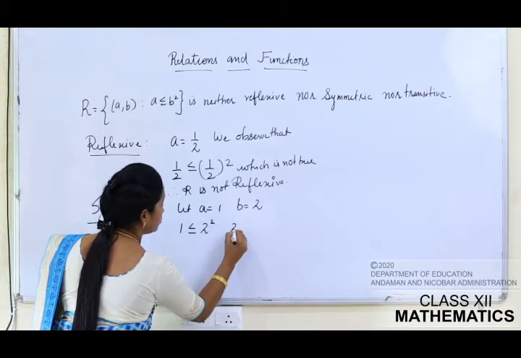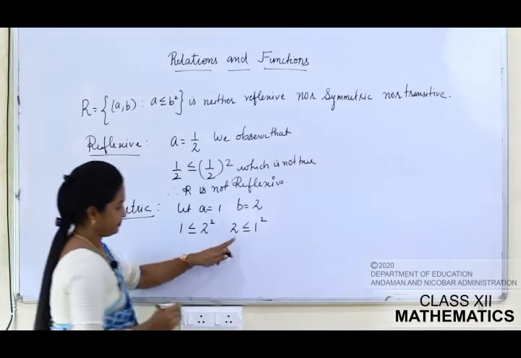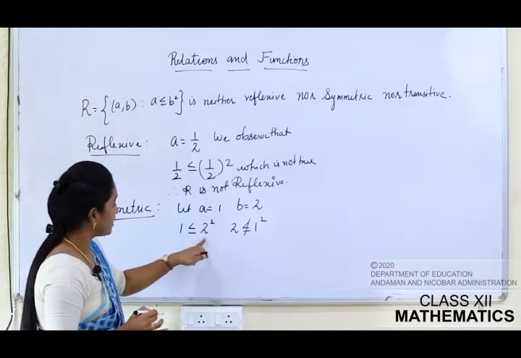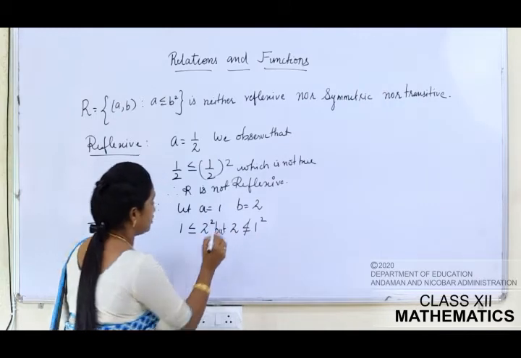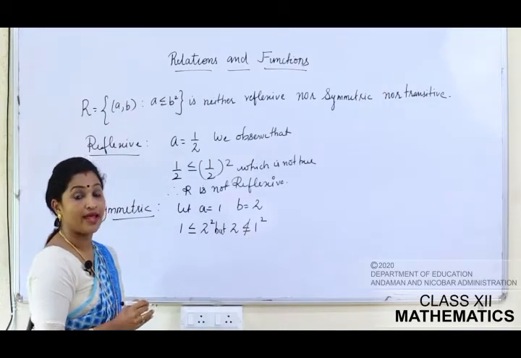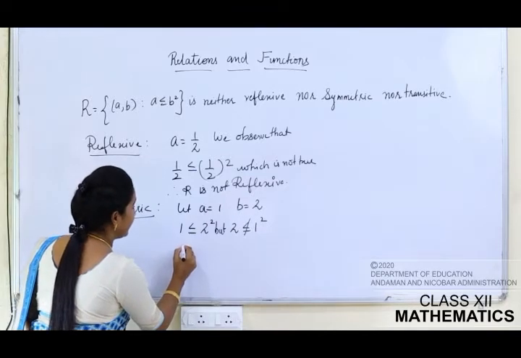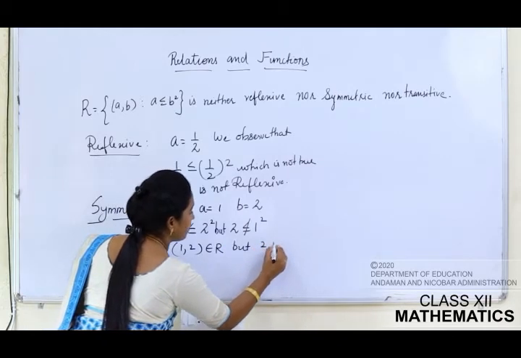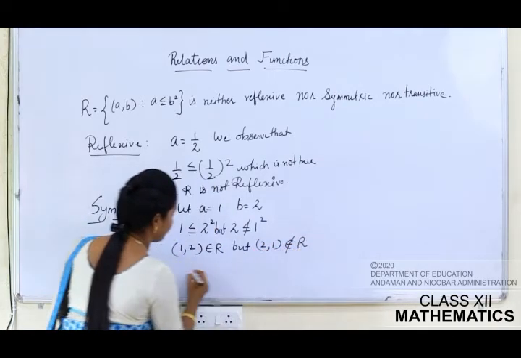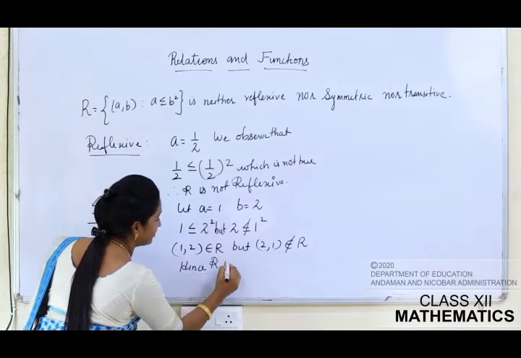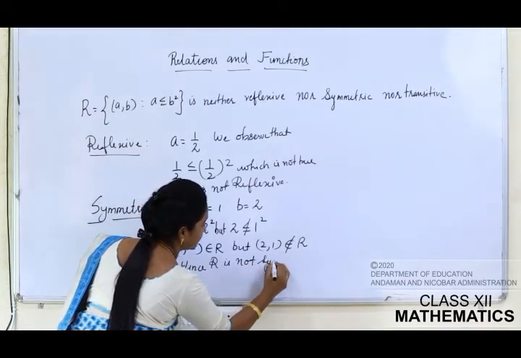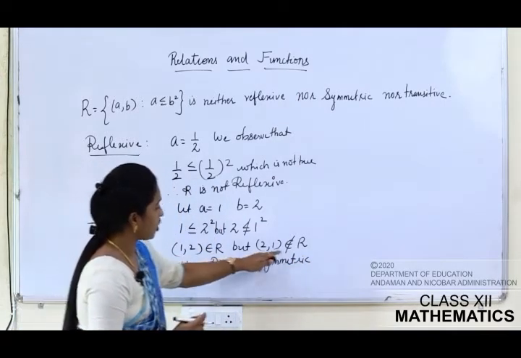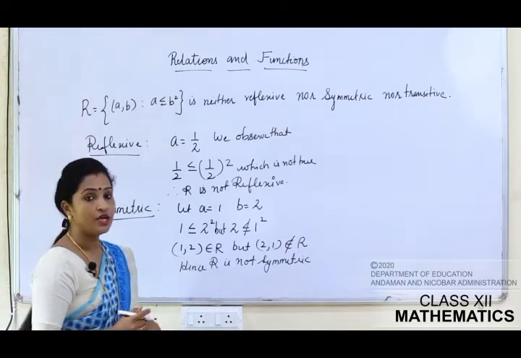Whether 2 is less than equal to 1 square. Is it true? No, it's not true. Okay, so 1 is less than equal to 2 square, but 2 is not less than equal to 1 square. Hence, what is the conclusion? You can say that 1, 2 belongs to R, but 2, 1 does not belongs to R. Hence, you can say that R is not symmetric. Clear? ठीक है, समझ में आ गया आपको? 1, 2 belongs to R, but 2, 1 does not belongs to R. Hence, R is not symmetric.